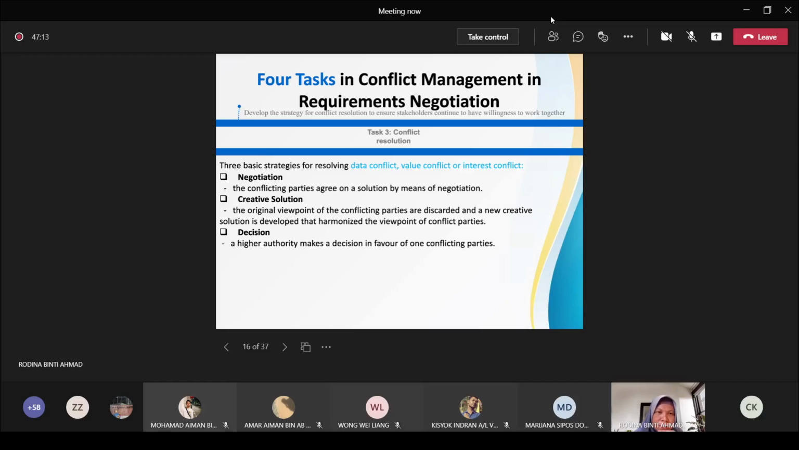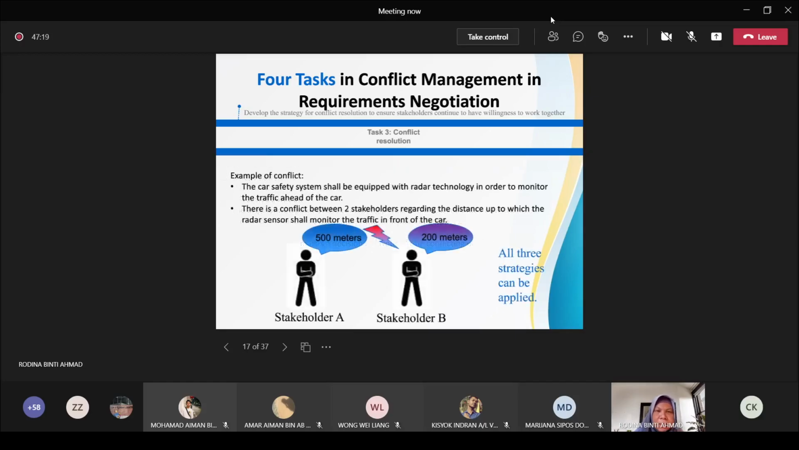Okay, so basically there are three basic strategies: negotiation, creative solution, and decisions. We're going to look at examples, as well as the ways that we can make use of these three strategies in the three types of conflicts that we discussed earlier. Let's see. The first one here is an example of the first type of conflict.